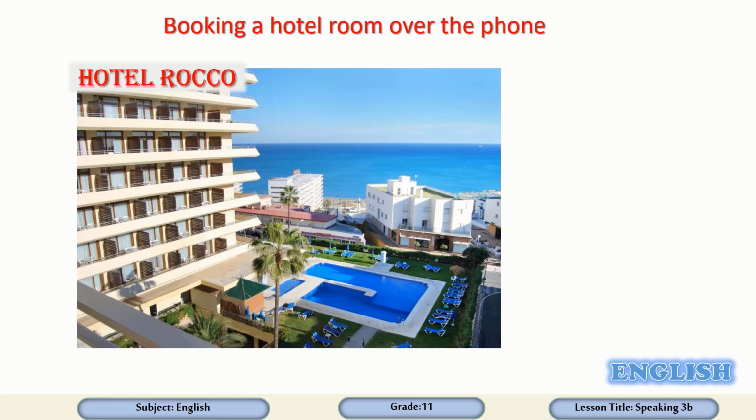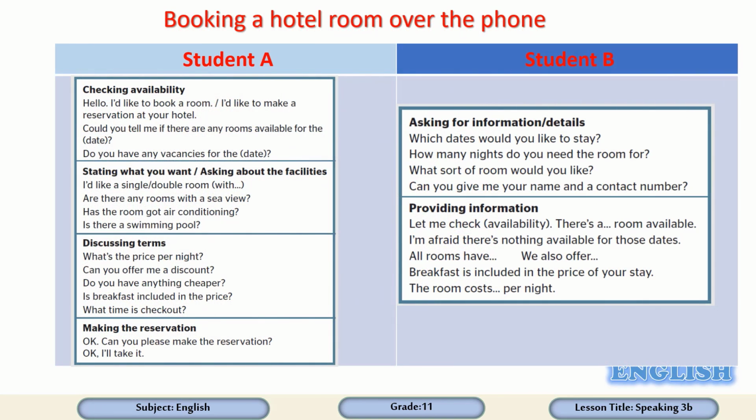Let's start by choosing a name for the hotel. Let's say, for example, the hotel is called Hotel Rocco. It's a modern hotel with a sea view or an ocean view. Here are the expressions that you are going to use to construct your role. There are expressions for student A for the first role, and there are expressions for student B for the second role. Pause the video and have some time to look at these expressions.